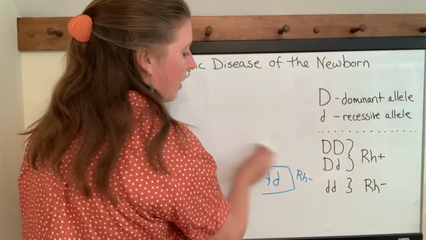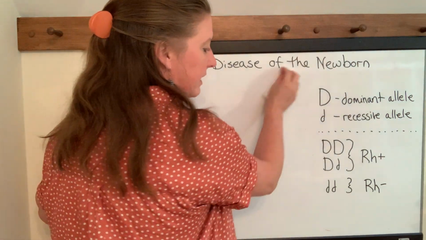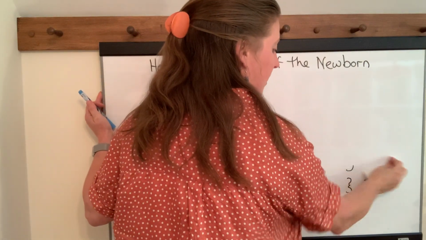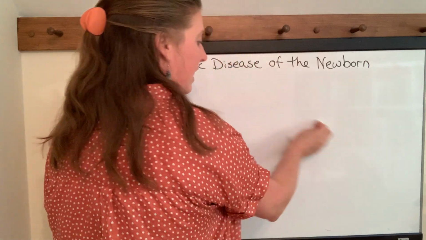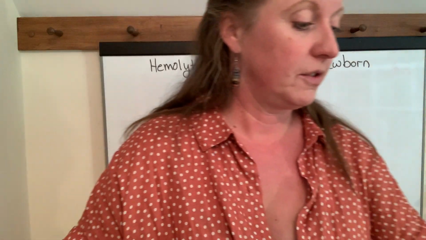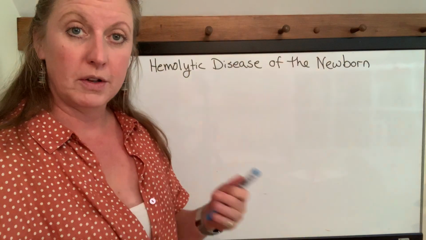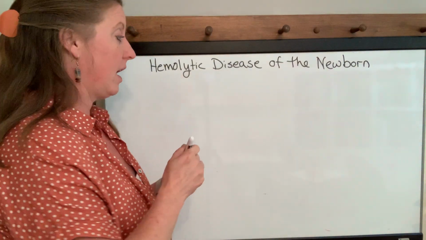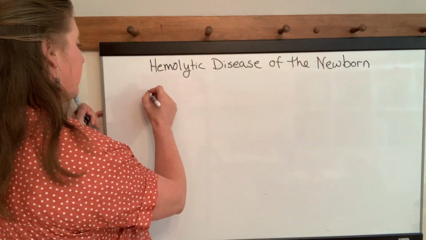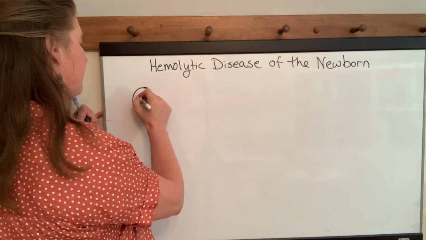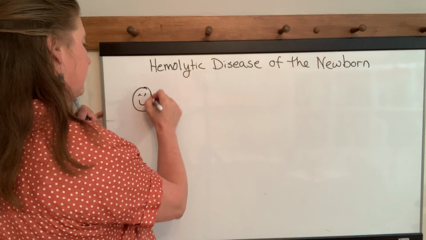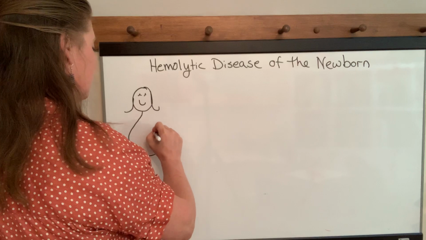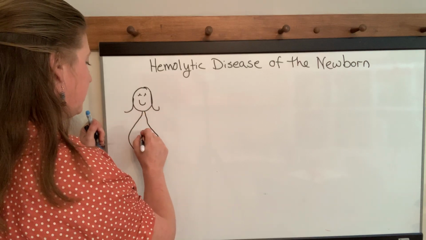If a woman who is Rh negative gets pregnant and the fetus is Rh positive, the blood can't cross from the mother to the baby or the baby to the mother, but antibodies can. So let's take a look. Here's mom, and here she is pregnant with her first.